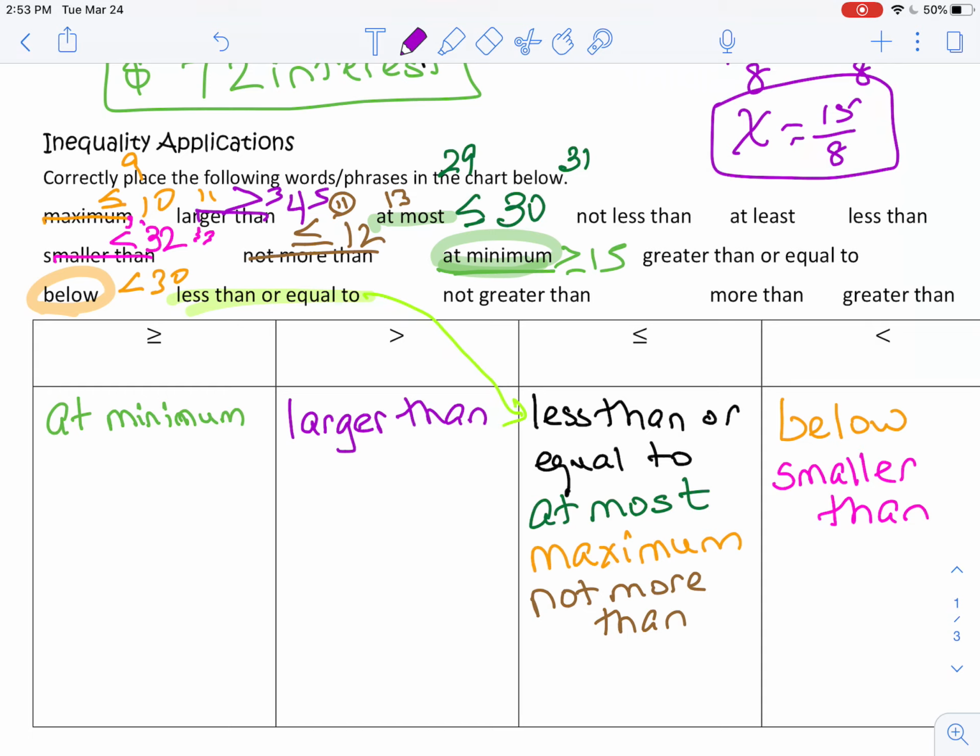Let's say that you're going, I don't know, on a ride, and you can weigh not greater than 60 pounds. If you can't be greater than 60 pounds, can you be 60 pounds? Not greater than 60 pounds? Yes, you can be 60. And then think, can you be 61 pounds or 59 pounds? If you're not greater than 60 pounds, it's less than or equal to. So this is not greater than.